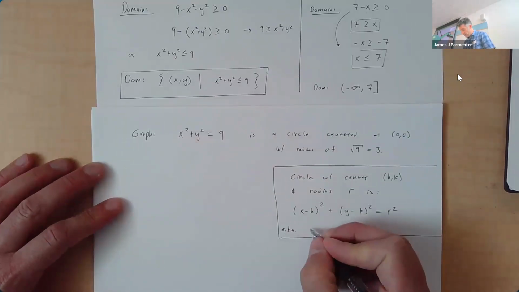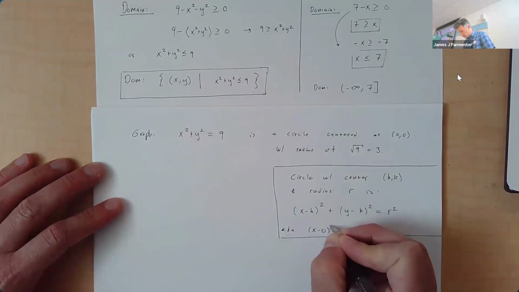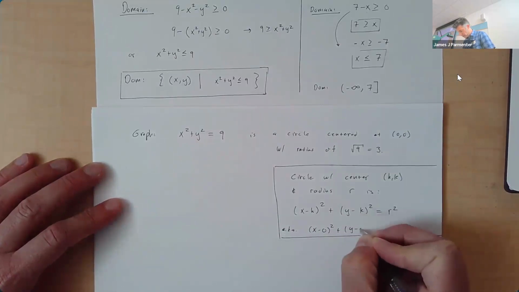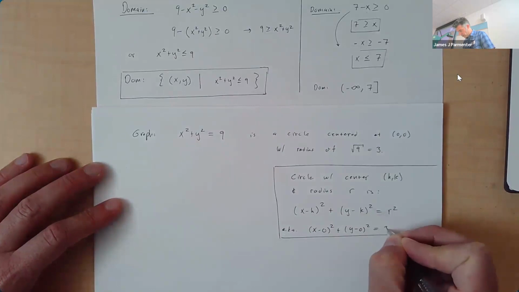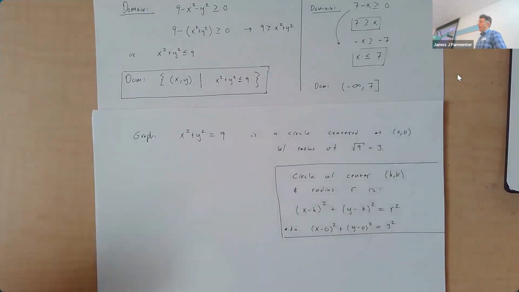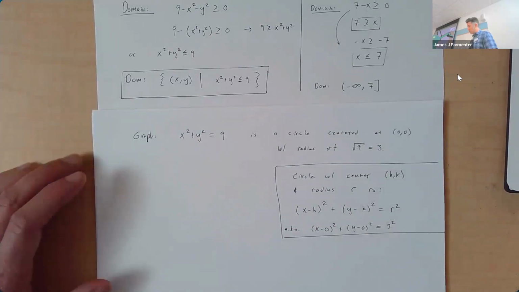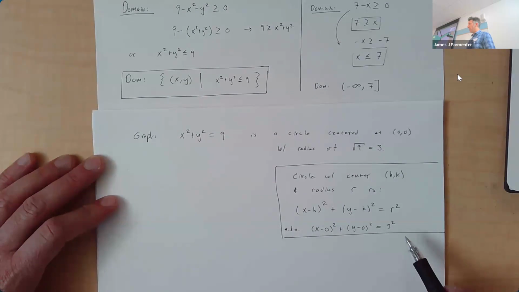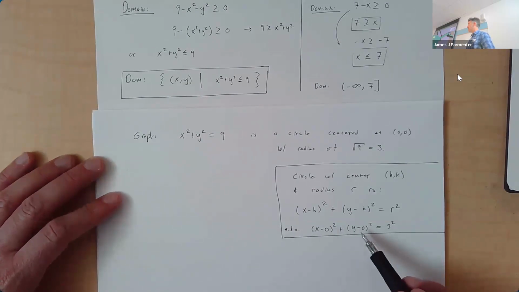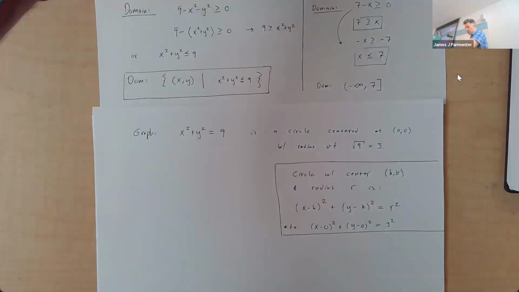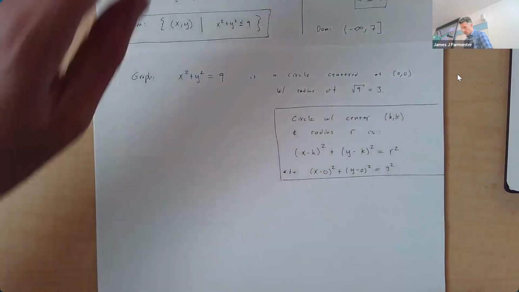I will point out you could write this as, although we wouldn't, (x minus 0) squared plus (y minus 0) squared equal to 3 squared. No one would ever actually write this circle that way. They would always just write it as x squared plus y squared equals 9. But this more emphasizes that the center is 0, 0 and the radius is 3. Okay, so we're going to graph it.